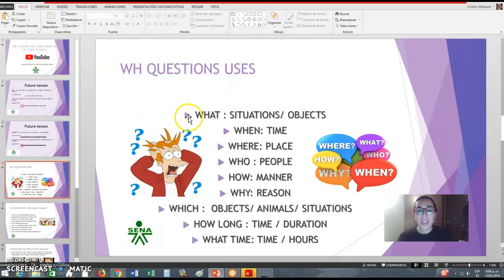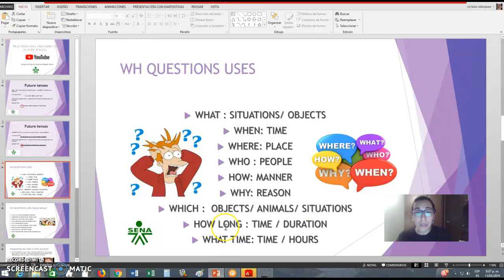Possibly you remember this. So you said what, which is qué, refers to situations or objects. When refers to the time, cuándo. Where refers to the place, dónde. Who refers to people in general, so you said quién. How, the manner, the way, how it is, which is cómo. Why, it's gonna be the reason, la razón, el porqué. Which refers to objects, animals, or situations specifically. So you get cuál or cuáles.